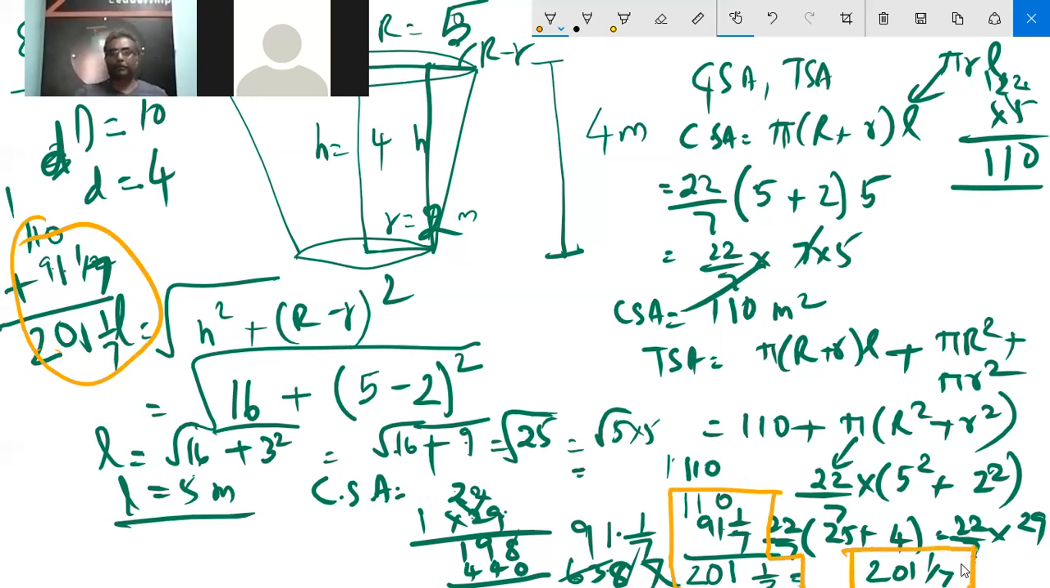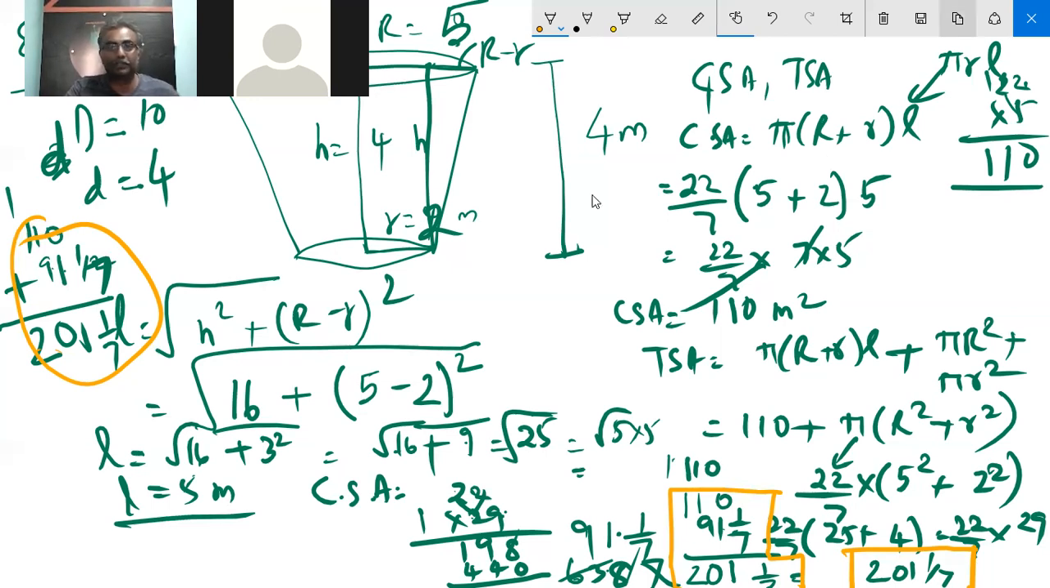201 and 1/7. Your textbook is doing it differently, and I'm doing it differently, but it is the same answer. You'll get 201.14 meter both times. The textbook does pi into big R plus small r and L plus pi R squared plus pi r squared. There's no use doing it from the beginning, because you've already done the first part. CSA is already found, and CSA plus pi big R squared plus pi small r squared is TSA. That's why I did it like this.